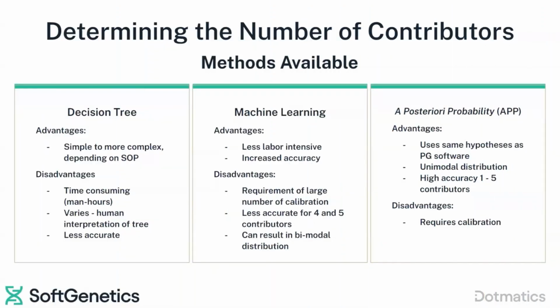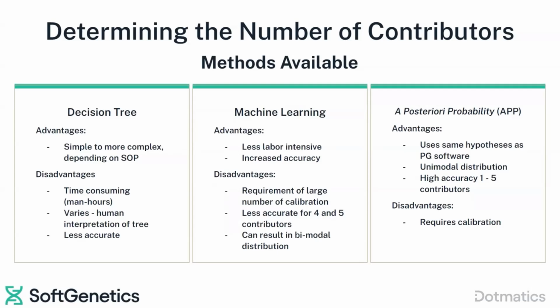There are three main methods to determine the number of contributors. There's a decision tree, machine learning, and a posteriori probability. For the decision tree method, depending on the lab, this could be a simple process or more complex. Usually it's pretty complex and very time-consuming.